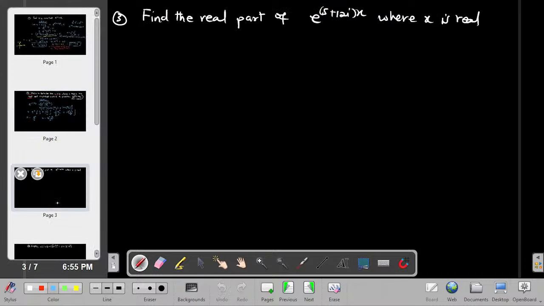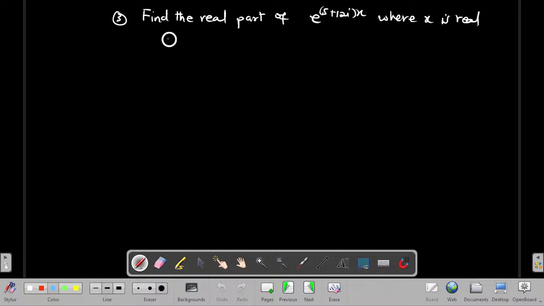So let's go to the third problem. It says find the real part of the expression, which is a complex number, where x is real. You are supposed to find the real part of this complex number: e to the power 5 plus 12i, multiplying x. Find the real part of this.